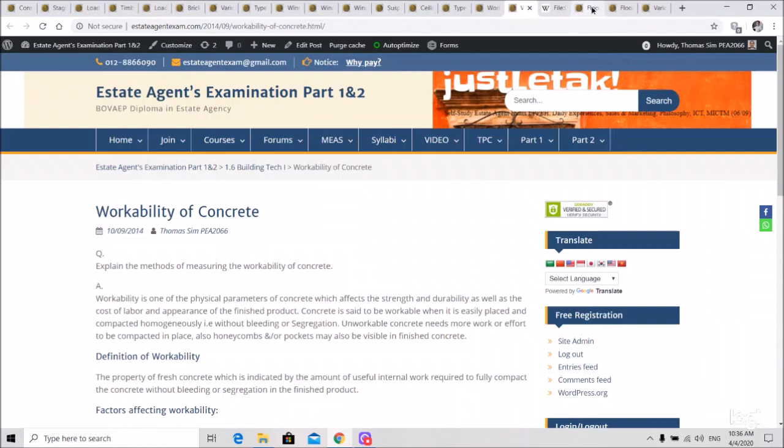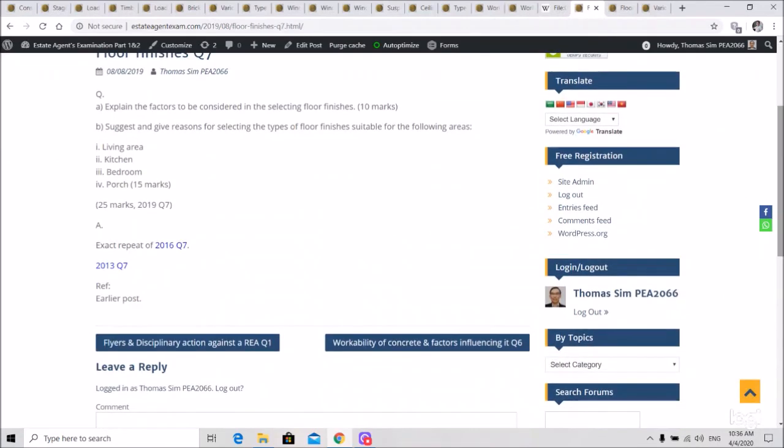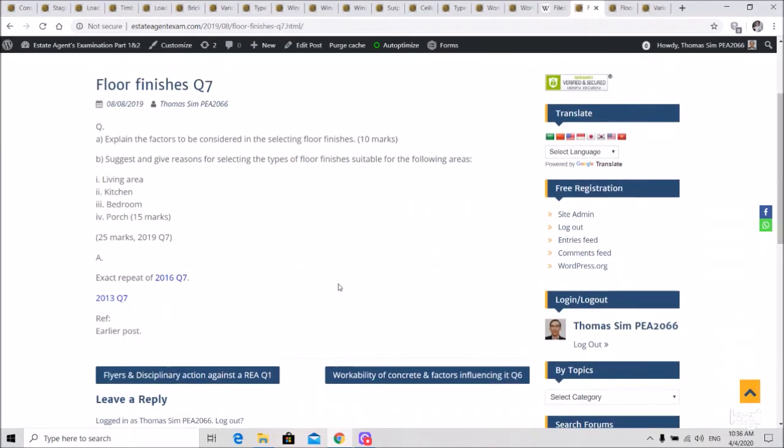Let us move on to question number 7, which asks about floor finishes. This is a commonly asked question. Every year, usually there will be one question about windows, one question about ceilings, and one question about floors. Sometimes one question about roofs. One question about floors usually means the types of floor finishes. Floor finishes means tile or timber, solid timber floor, all these are finishes.